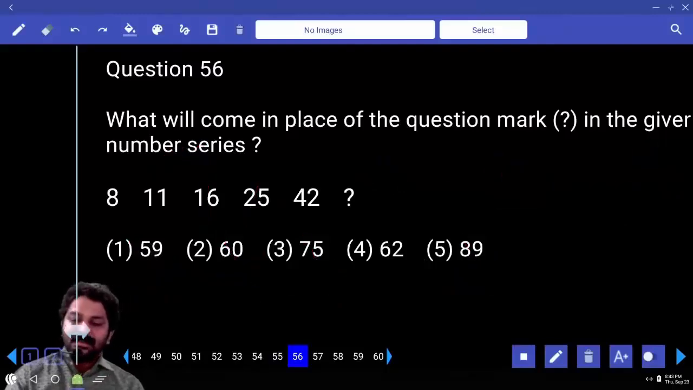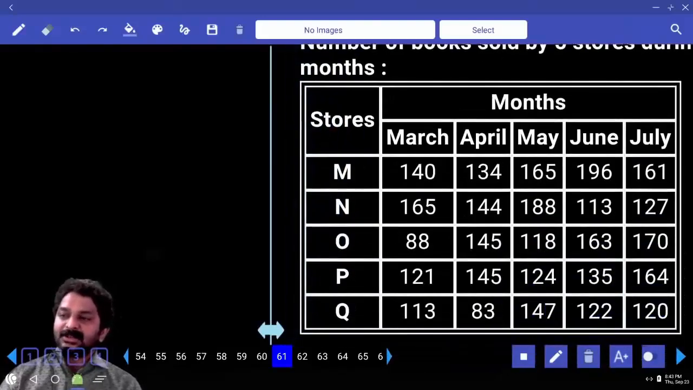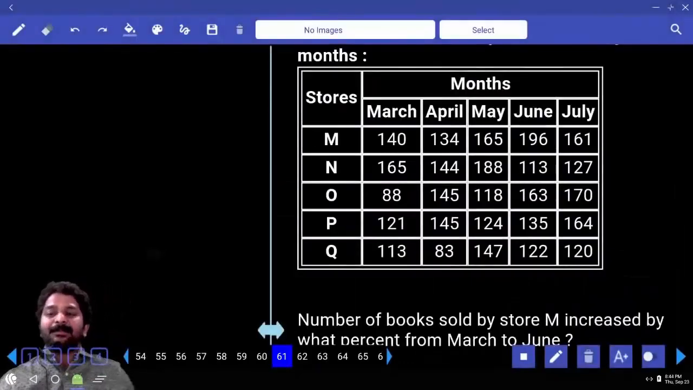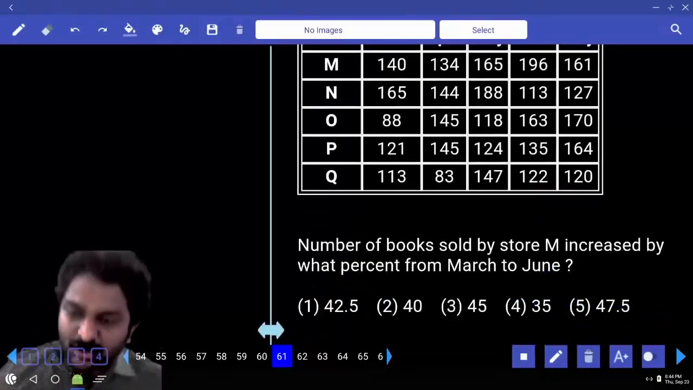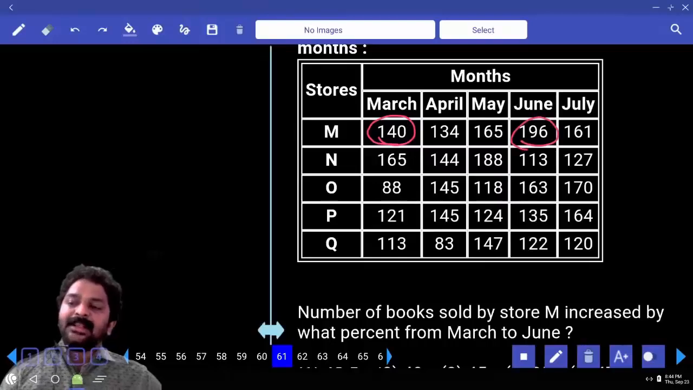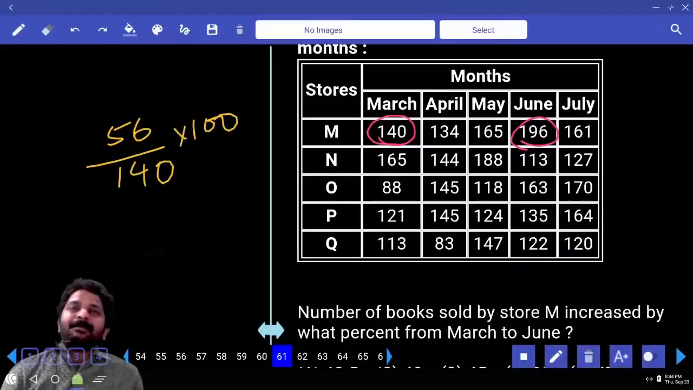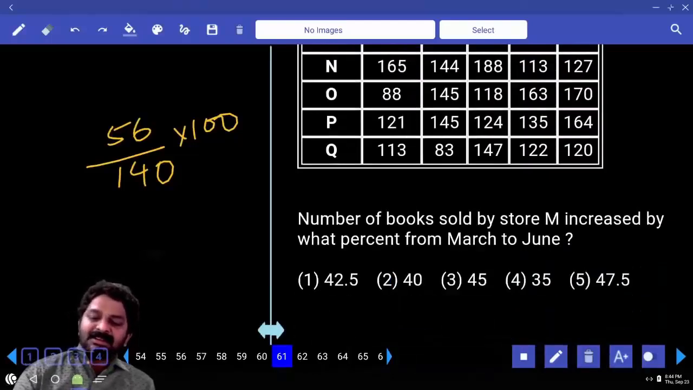Right, next. These are not our questions, reasoning. Come on. 61 onwards. Number of books sold by 5 stores during 5 months: March, April, May, June, July. Number of books sold by store M increased by what percentage from March to June? M, March to June. 140 becomes 196. Increased by 56 from 140, percentage into 100. What is 10% of the denominator? Double. Again double. 10% double meaning? Second option answer.